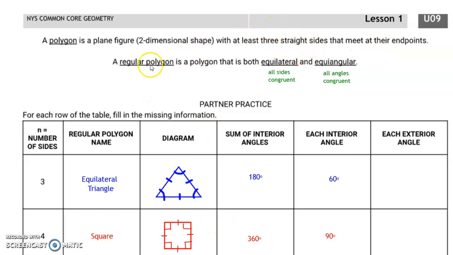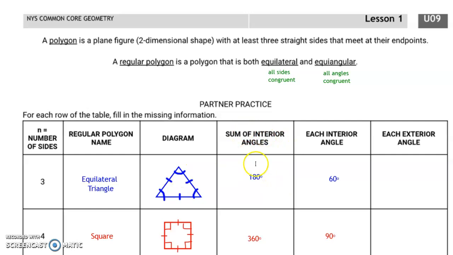I'm going to give you a lot more during this lesson. Regular polygon. This word regular means that it is equilateral and equiangular. All the sides are congruent, that's what equilateral means. And equiangular, all angles are congruent. You can tell that the first shape that we're going to be talking about is an equilateral triangle.